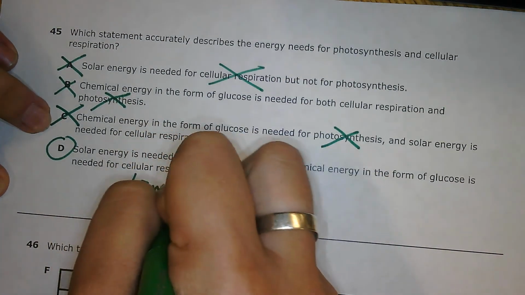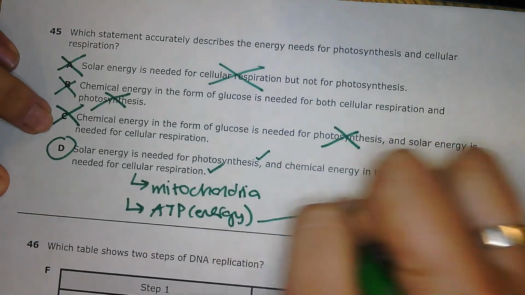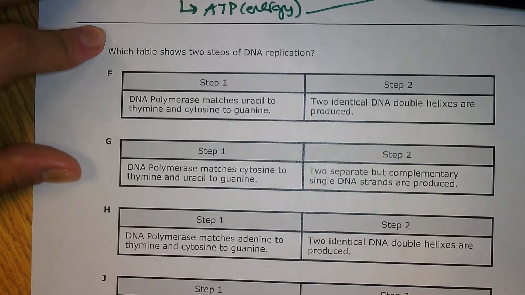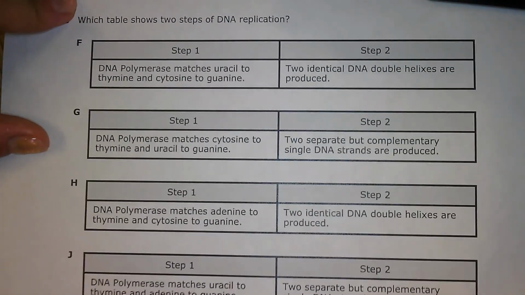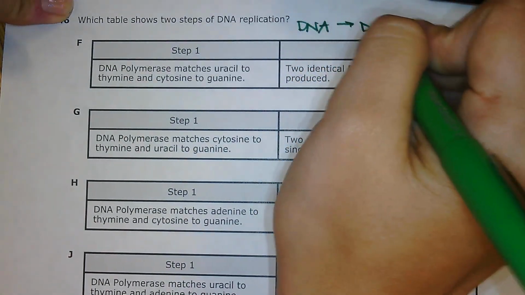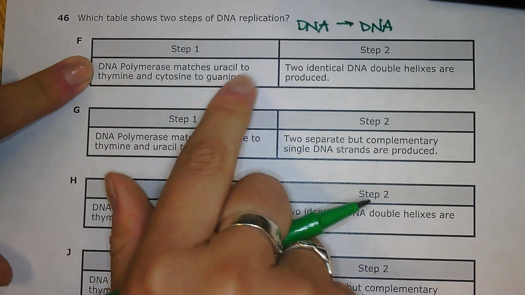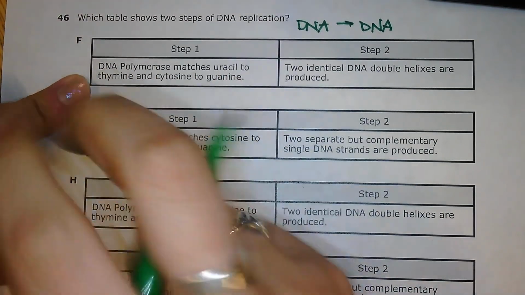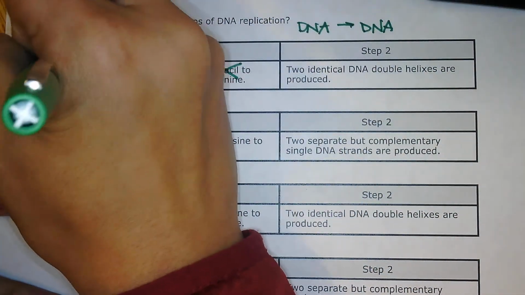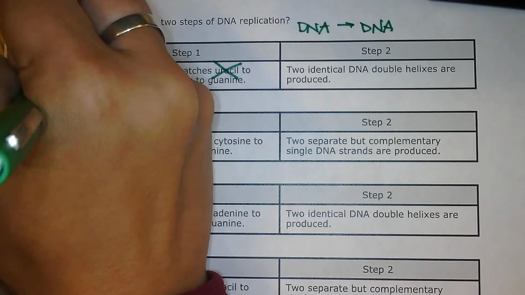It makes ATP, which is energy, and it does so by converting it from glucose. All right, number 46, which table shows the 2 steps of DNA replication? DNA replication is going from DNA to DNA. All right, so A or F. DNA polymerase matches uracil to thymine and cytosine to guanine. It says uracil. DNA does not have U. DNA only has A that bonds with T and C that bonds with G.